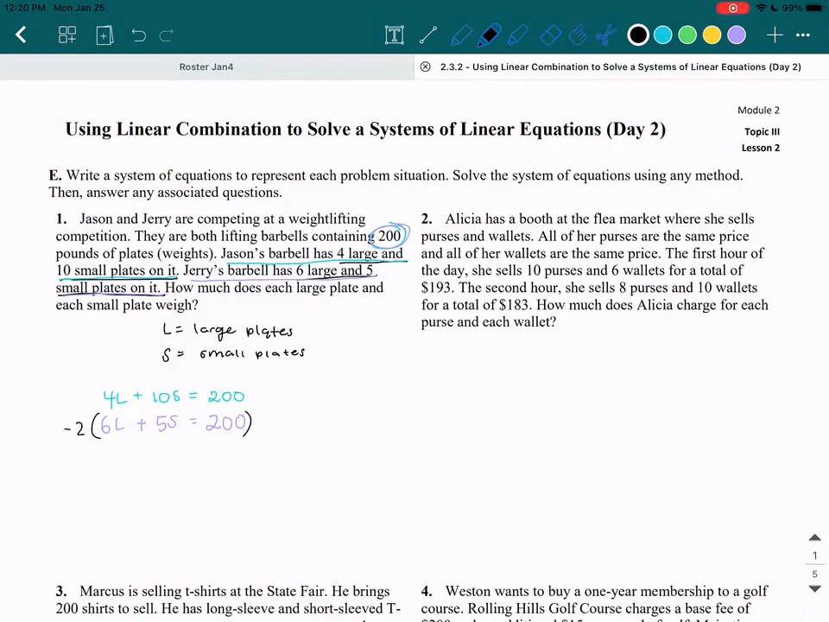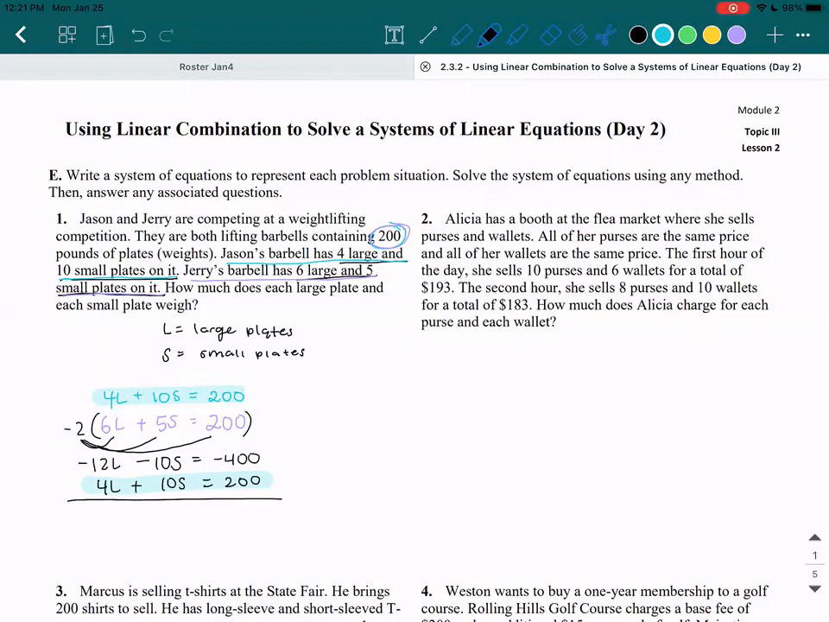So let me rewrite it for distributing. Negative 2 times 6L, negative 12L. Negative 2 times 5S, negative 10S. Negative 2 times 200, negative 400. And then let's rewrite this equation over here. We have 4L plus 10S is equal to 200. And notice now we have forced the two equations to have an opposite. So we have a negative 10S and a positive 10S. So when you add those together, they're going to eliminate each other and therefore cancel out.